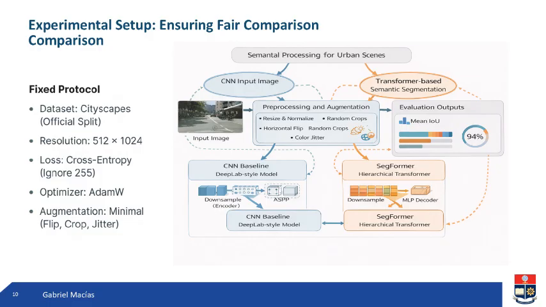One critical aspect of comparative research is controlling experimental variables. Therefore, we ensured that training and validation splits remained identical across all experiments. This prevents biases caused by different training data. Additionally, we maintained consistent input resolutions whenever possible. Resolution differences can significantly affect performance, especially for transformer architectures that may be sensitive to tokenization strategies. Finally, we implemented standardized evaluation protocols to ensure reproducibility and reliable comparison.